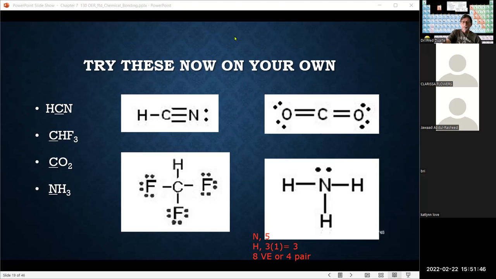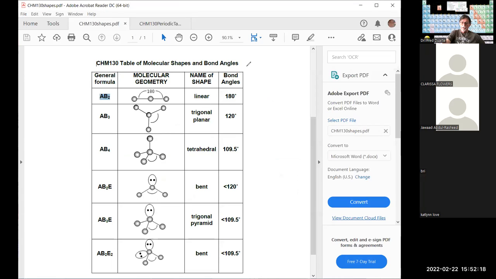Now, its general formula would be AB3, and guess what? We have an E. We have an E on the central atom, a lone pair. So now we go to the shapes table, look for AB3E, and there's no subscript on E because it's just 1. Okay, so AB3E, and it's sitting right here.